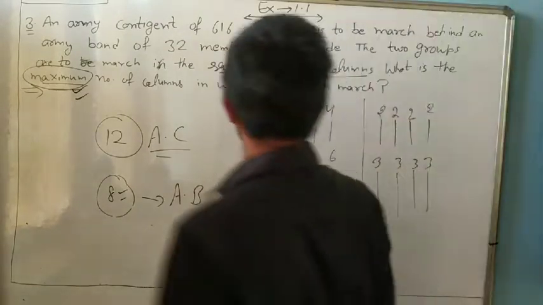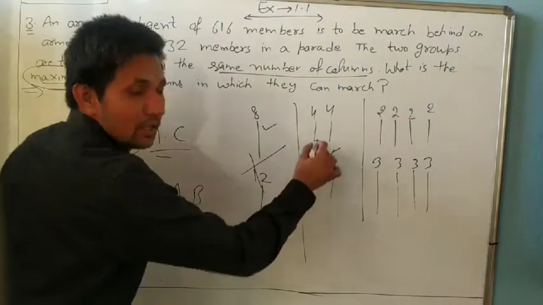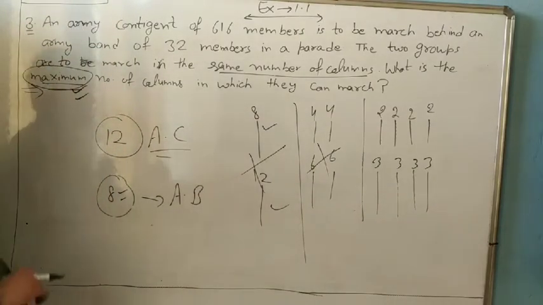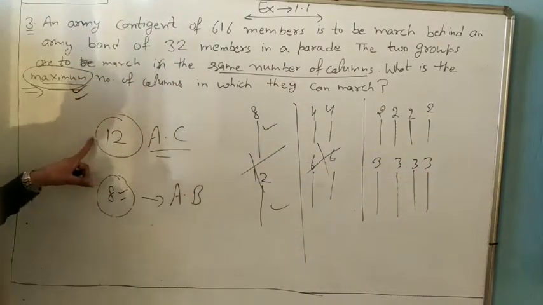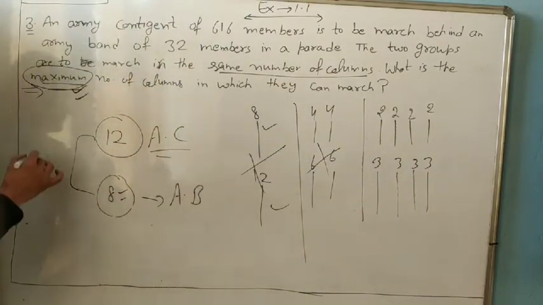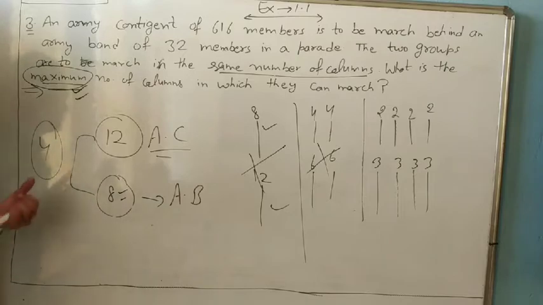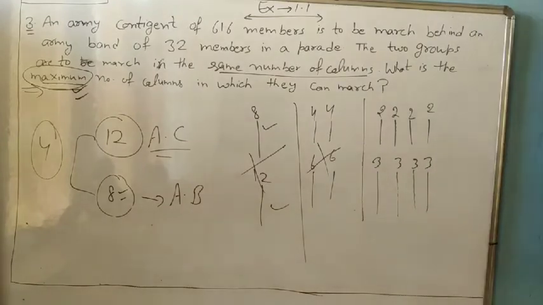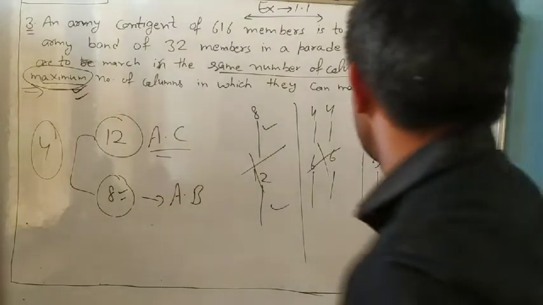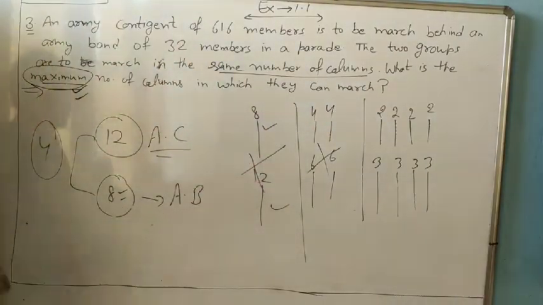So which one is the answer? It is also wrong, because in the question we have to find the maximum. So how many columns? 4. And the HCF of 12 and 8 is? 4. So always, whenever in any question the examiner asks you for the maximum number, we will find the HCF. Understand or not? Do you understand this example?